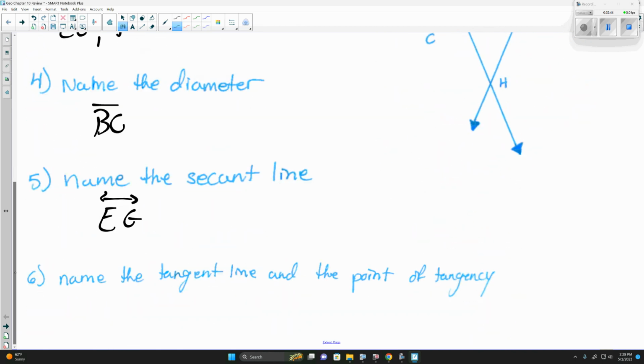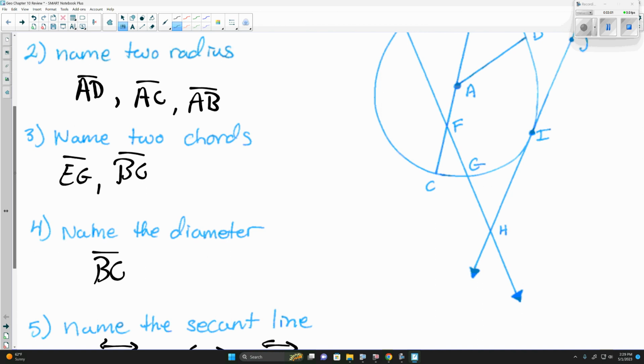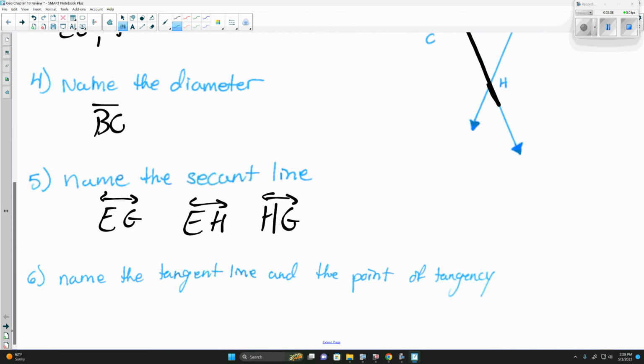EH, yes. EH would work. HG would also work, as long as we signify that it is a line and not a segment. Because if it's a line, it keeps going all the way through. Now, if you put a segment symbol above it and not a line, that would be different. Any questions on number 5?